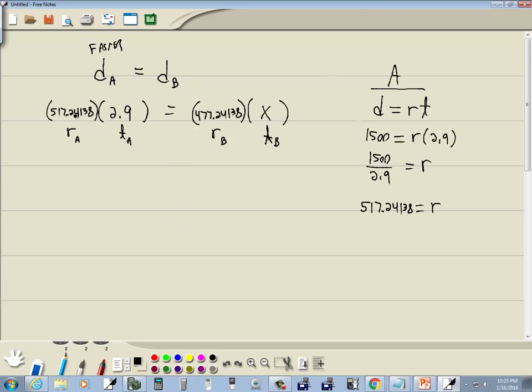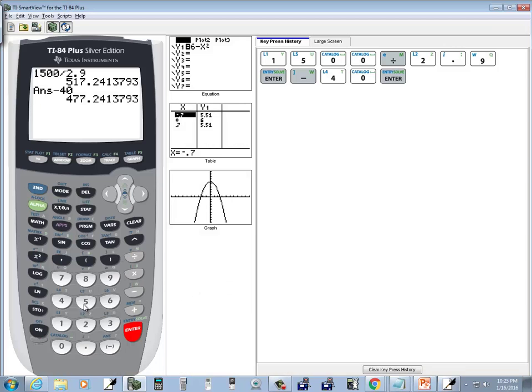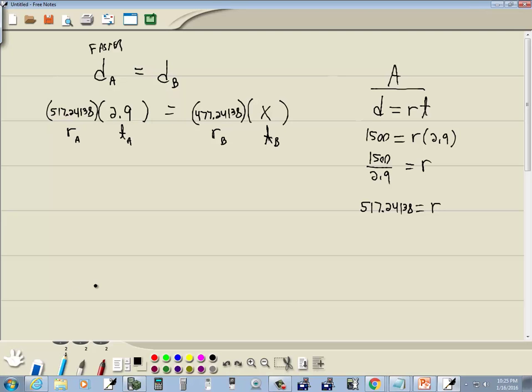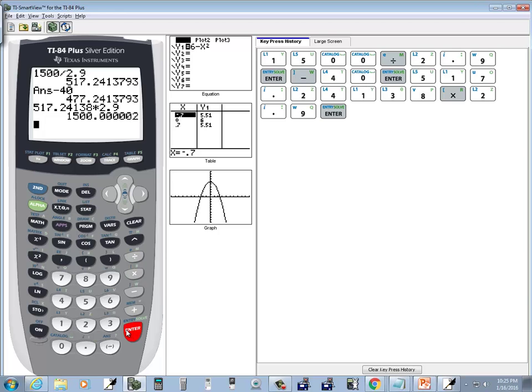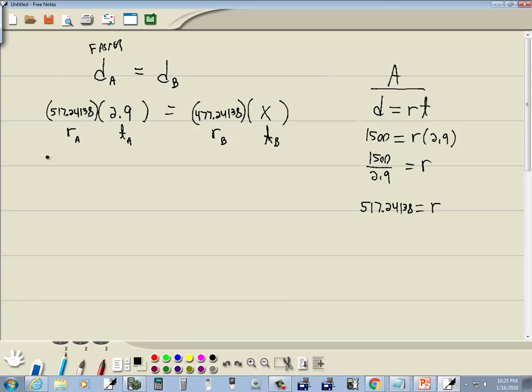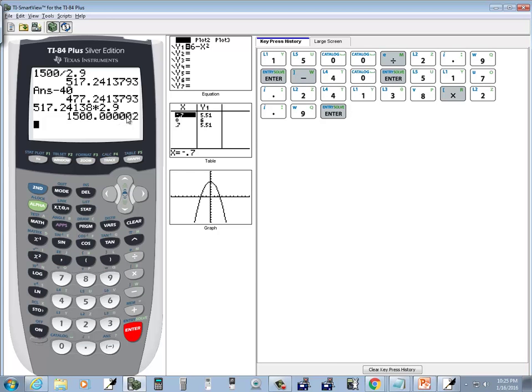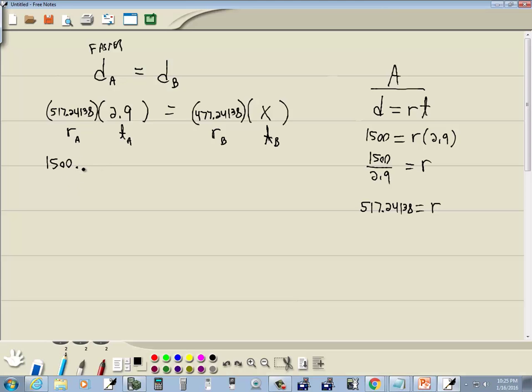Now we know that this in theory should add up to 1,500, but let's go ahead and multiply it together and see. So 517.24138 times 2.9, and we see we get 1,500. 5 decimal places, I guess would be zeros. So 1,500 would be what that's equal to.